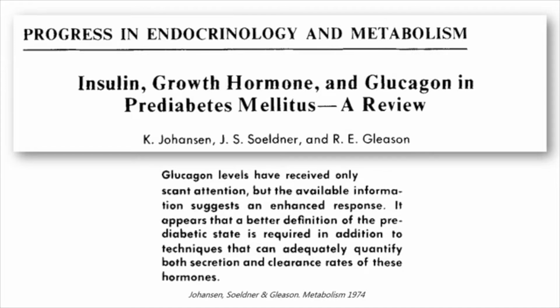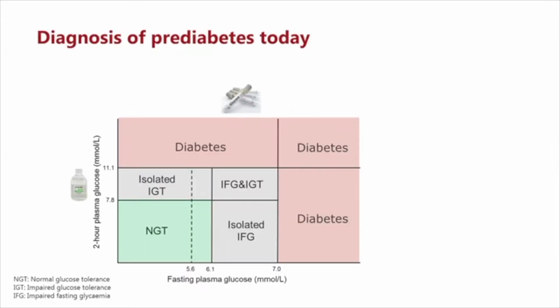So where are we today with a better definition of the prediabetic states? Well, we have better definitions. We have made a lot of studies trying to understand some of the subtypes of prediabetes. So today, prediabetes can be defined by fasting plasma glucose and 2-hour glucose. So it's a gray zone between having normal glucose tolerance and diabetes.